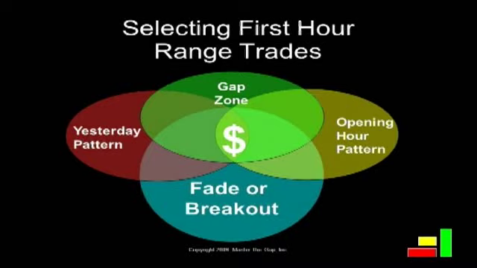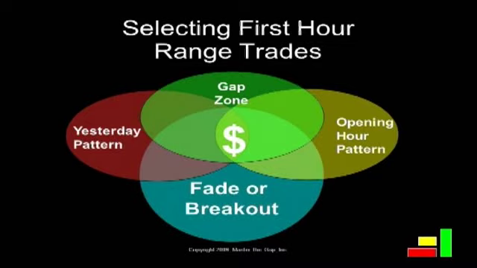The first one is yesterday's price pattern. Did we open low and rally all day? Did we open high and sell off all day? Did we finish with a doji, etc.? The second one is what I call the gap zone, or the opening price area. Where did the market open relative to the prior day's open, high, low, and closing prices?